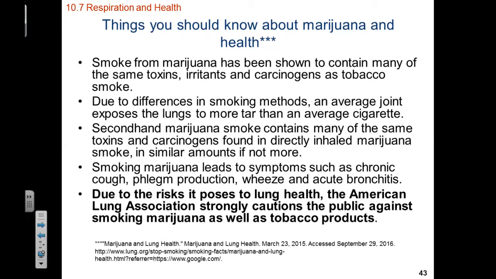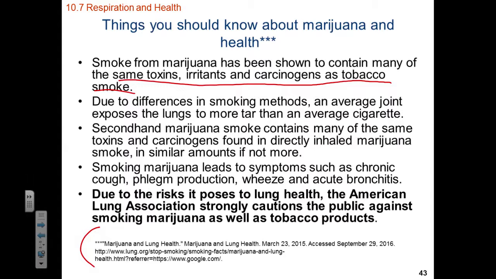And because medical marijuana is on the rise and recreational marijuana is becoming increasingly popular, I went to the American Lung Association's website. Here's my reference, and pulled some stats for you about marijuana as well, just to give you some objective information about marijuana that is backed by medical studies. It has been found that smoking marijuana is bad for us. It contains many of the same toxins, irritants, and carcinogens as tobacco smoke. In other words, if smoking tobacco is bad for you, smoking marijuana is probably going to be bad for you too, because it has many of the same bad chemicals.